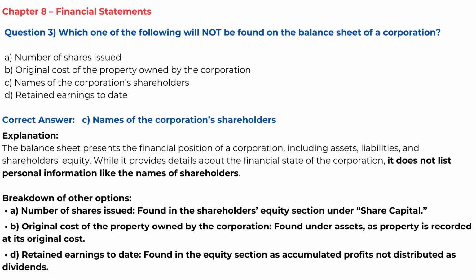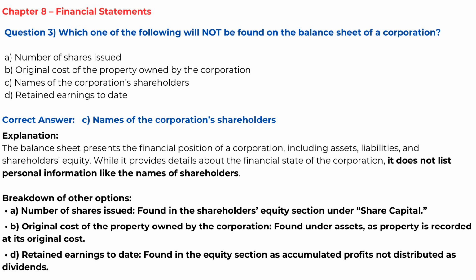Question 3. Which one of the following will not be found on the balance sheet of a corporation? Correct answer. C. Names of the corporation's shareholders. Explanation. The balance sheet presents the financial position of a corporation, including assets, liabilities, and shareholders' equity. While it provides details about the financial state of the corporation, it does not list personal information like the names of shareholders.